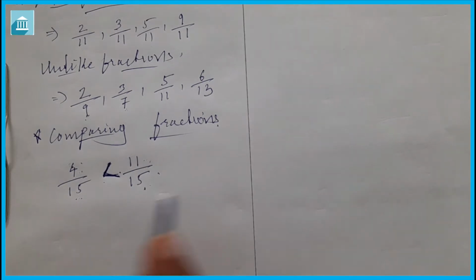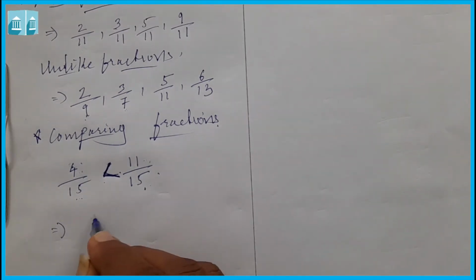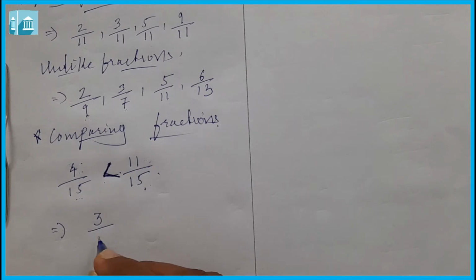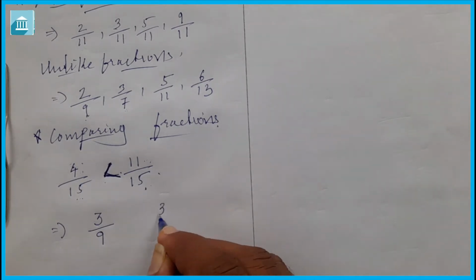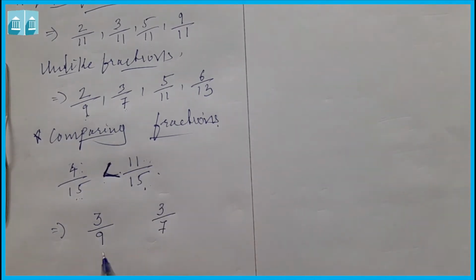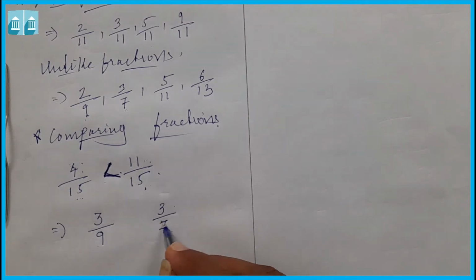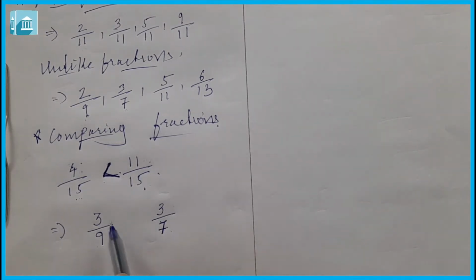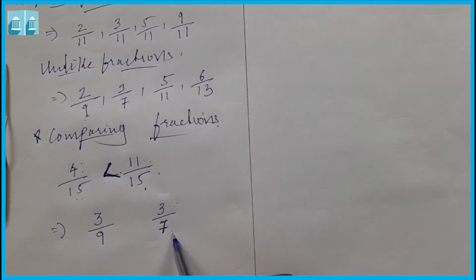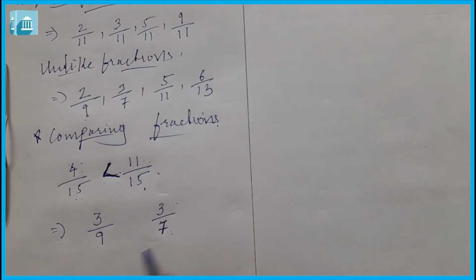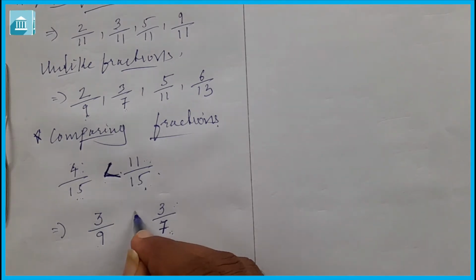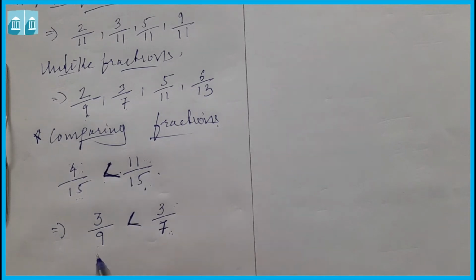In the same way, suppose 3 by 9, 3 by 7. Here the numerators are the same but the denominators are different. So when the numerators are the same and the denominators are different, the fraction whose denominator is smaller is always greater than the fraction whose denominator is greater.